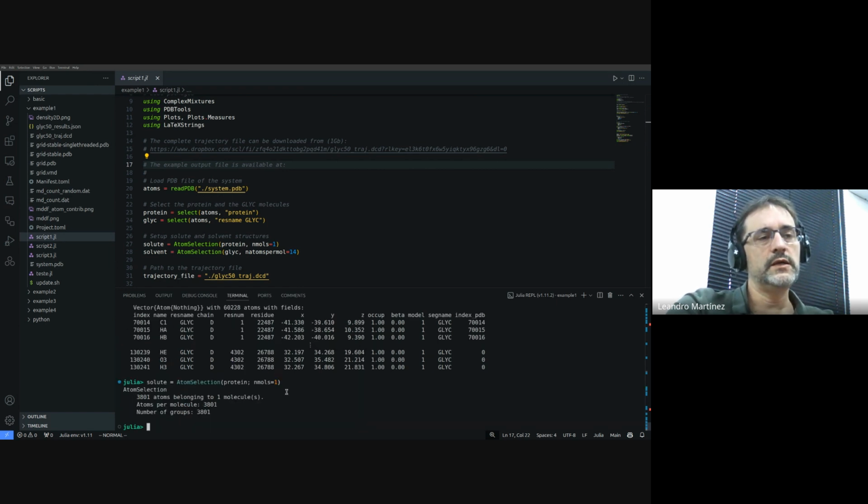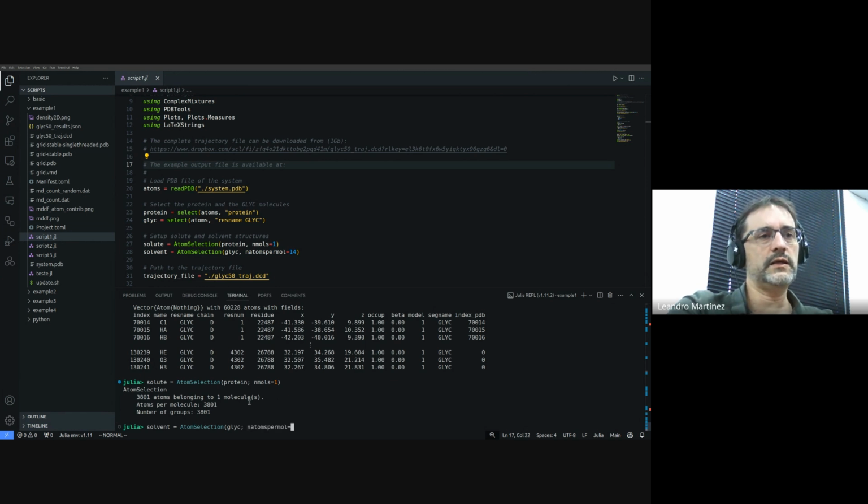So this is the command that informs the ComplexMixtures package that the protein is a single molecule. We'll see in further examples that you can have solids formed by more than one molecule and still use an MOS-equal and MOS-equal one, depending on what we want to compute. But here, these atoms belong to a single molecule, and similarly, we are going to define the solvent as an atom selection of the glycerol residues.